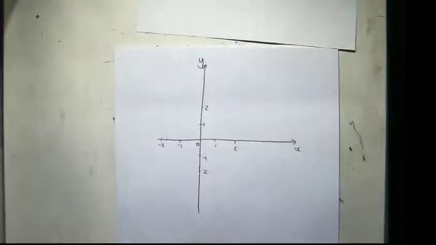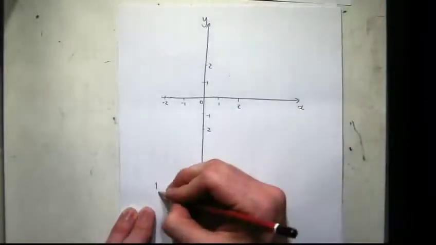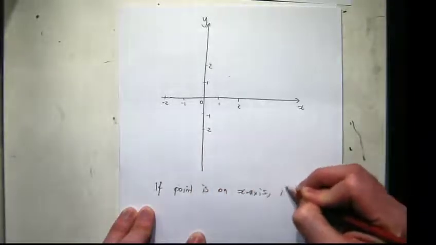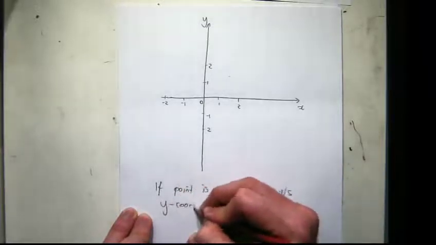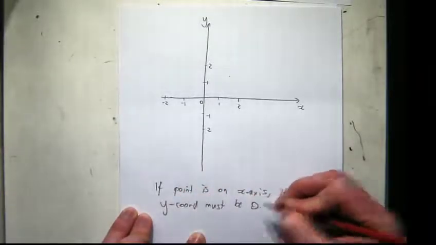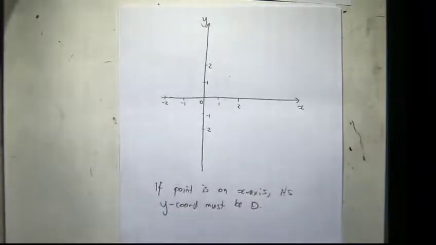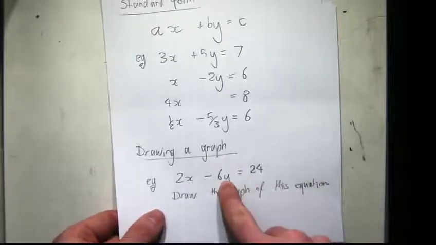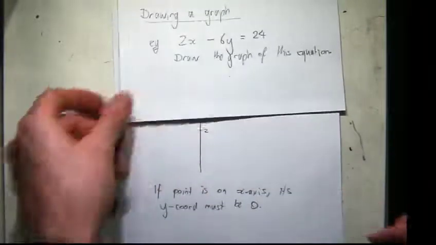That's a really useful piece of information. I know that if a point is on the x-axis, its y-coordinate is 0. If it's on the x-axis, its y-coordinate must be 0 because it lines up with 0 on the y-axis. And that means that if I have a point that is on the x-axis, then y must be 0. So I could put y equals 0 into the equation and it would tell me what x would have to be to make the y come out to 0.